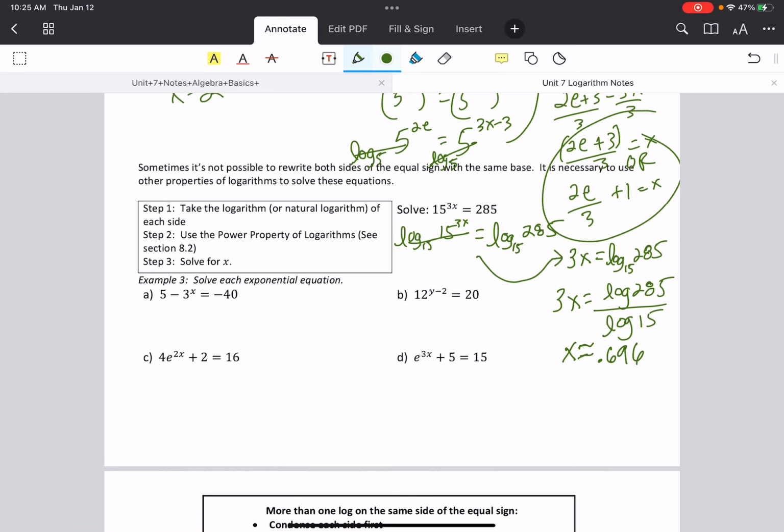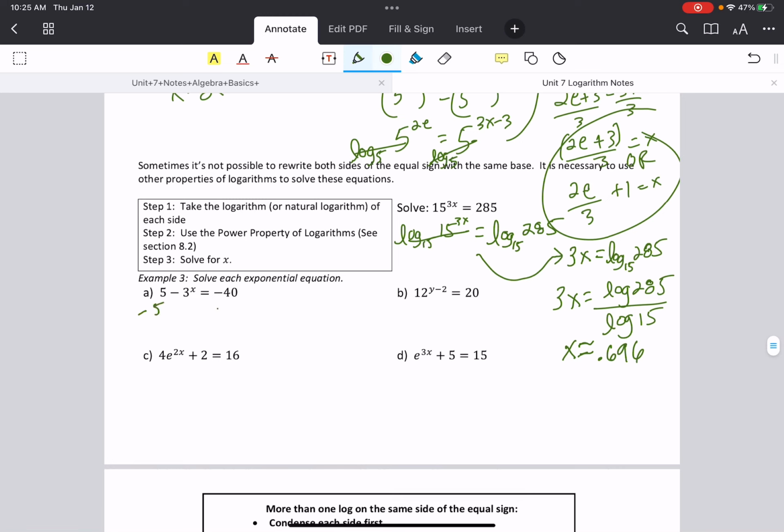Let's try one more of this type, and then I'll have you guys try some on your own, and then we'll go to our last type of problems, okay? All right. Am I ready to log both sides yet on A? No, I got to undo my PEMDAS, right? Like on the x squared example at the very beginning. So I'm going to minus the 5 first. Negative 45.